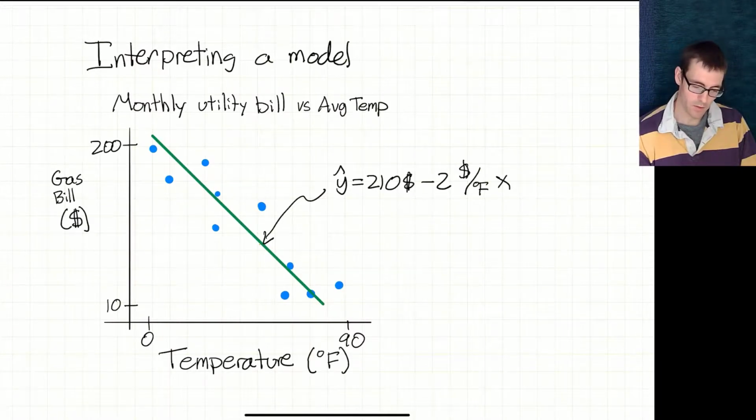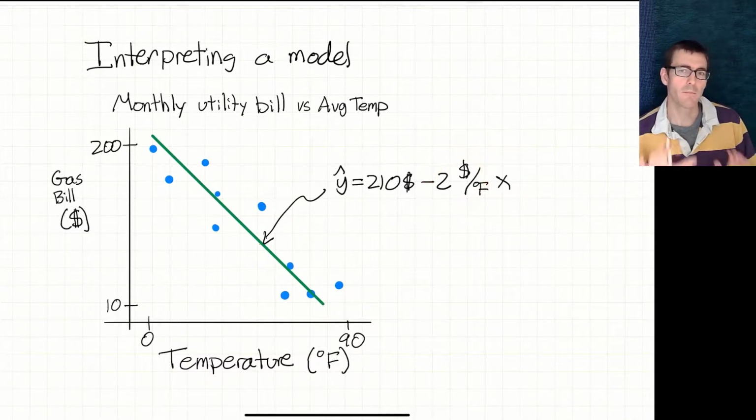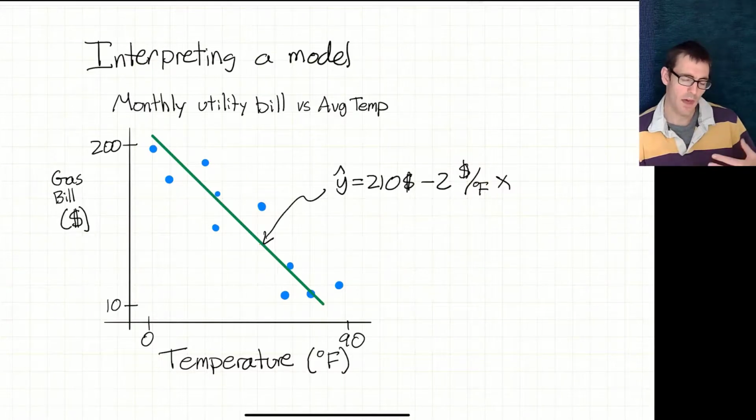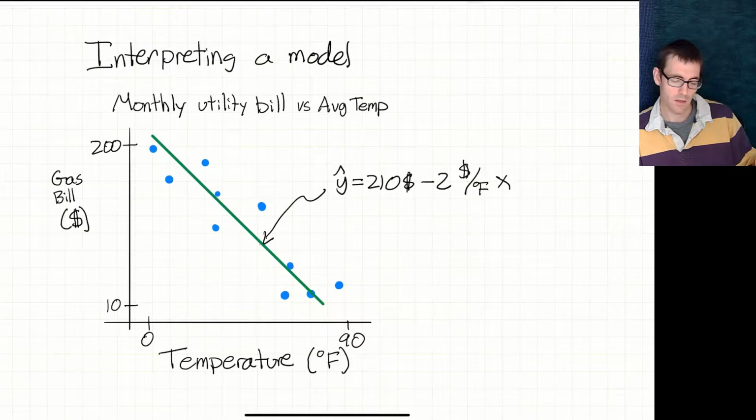So this part, when we say this minus $2 per degree Fahrenheit, means that the model is indicating that on average, we would expect our gas bill to be $2 cheaper for each increase in degree Fahrenheit.